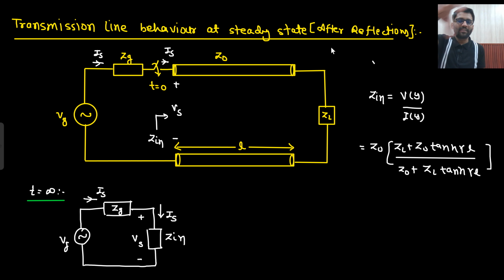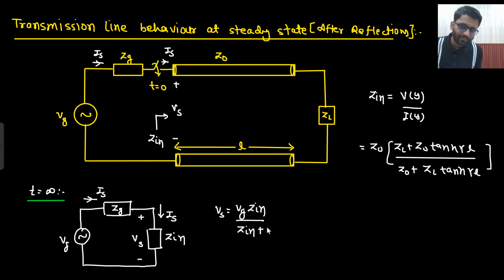At steady state, I replaced my complete transmission line with Zin, because there will be incident and reflected waves, so that I can replace my transmission line with Zin. And then across the Zin, whatever potential I am getting, that is equal to Vs. So what is your Vs? Your Vs is equal to Vg into Zin upon Zin plus Zg. Simply potential divider I have applied, right? Okay. Also what will it be equal to?